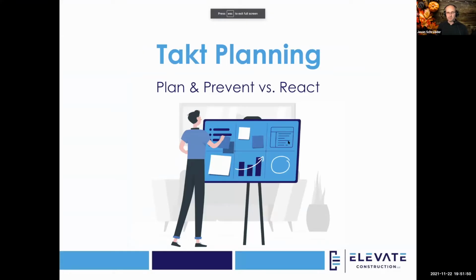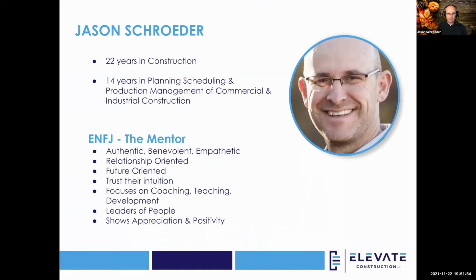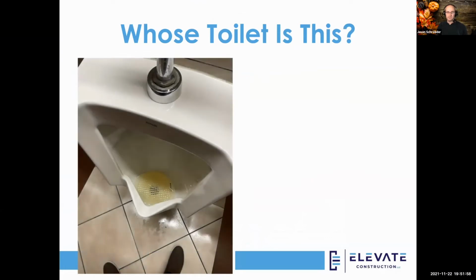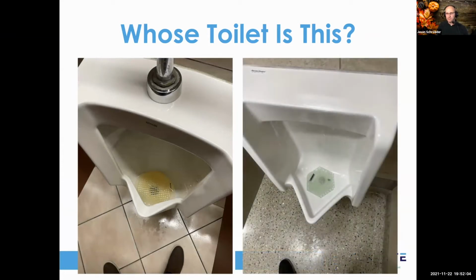So tact planning, this is a system where you can plan and prevent delays versus react. And I'm going to ask you a question. Whose nasty old toilet is this? And we'll answer that in just a minute. For those of you who have weak constitutions or sensitive stomachs, maybe don't look at it for too long. But yes, ladies and gentlemen, this is what a men's bathroom in the Phoenix Sky Harbor International Airport actually looks like.